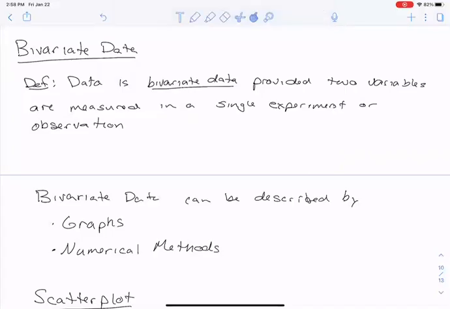Hello. In this video, we're going to talk about the basics of what we call bivariate data. Again, bivariate data is two variables being measured in a single experiment or observation, right? We said for bivariate data, typically we would think about weather as a good example, because you might want to measure wind speed and temperature, or precipitation level and barometric pressure. Those are kind of two things.